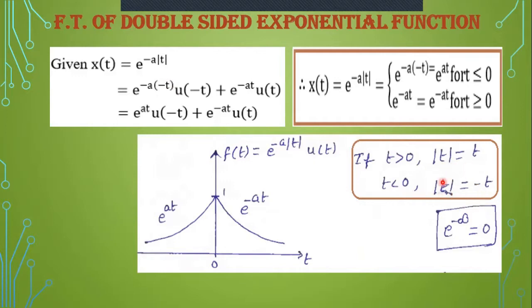When you apply this condition into the definition of double-sided exponential signal, for t less than 0, magnitude of t is minus t into u of minus t. u of minus t is the left-sided unit step signal. Plus t greater than 0 means magnitude of t is t into u of t. u of t is the right-sided signal. This point is clear.